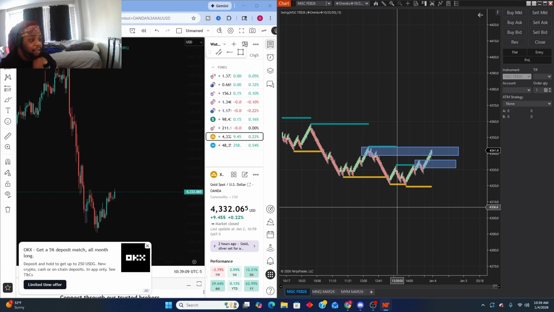It requires the correct brick size. Without the correct brick size, you will blow an account. And it's not for everybody. If you don't like simplistic trading and you like more confirmations and all this other stuff, it's not for you. You feel me?